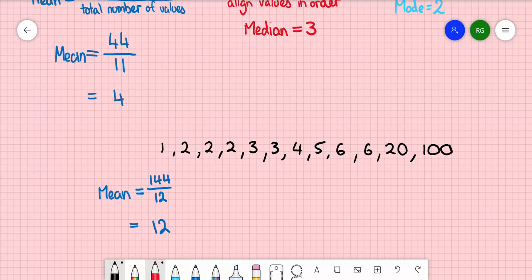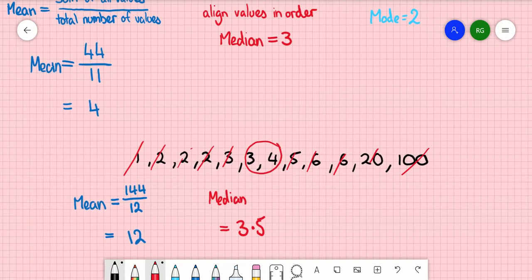Let's have a look at the median value. The median is the middle. So we can go 1, 2, 3, 4, 5 off there. It's going to be somewhere between these two. Halfway point of 3 and 4 is 3.5. So the median value hasn't changed very much. The mean changed a lot, and the mode is also going to be 2 because it's still the most common number.